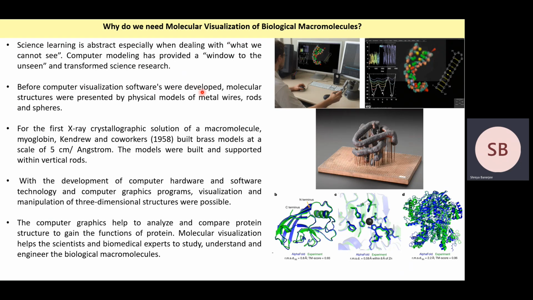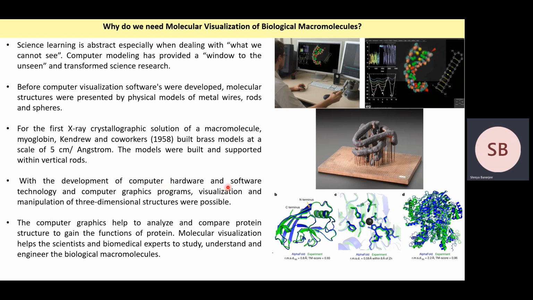Before these visualization softwares were developed, molecular structures were presented by physical models of metal wires, rods, and spheres. For example, this is the first X-ray crystallographic solution study of a macromolecule, myoglobin, that Kendrew and co-workers had built. They had used brass models at a scale of 5 centimeter per angstrom. So per angstrom in the protein was translated to 5 centimeter in the model. The models were built and supported by vertical rods. But such a large physical model, carrying it around and transporting it becomes very cumbersome.